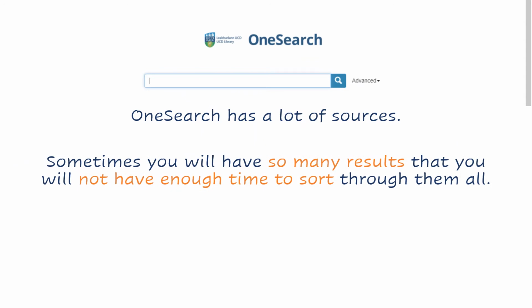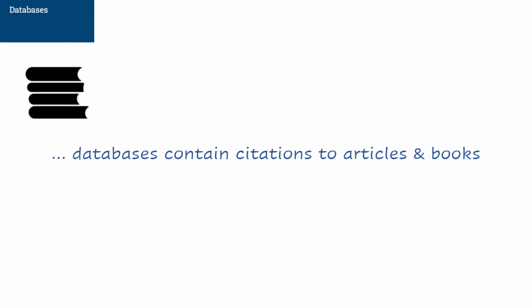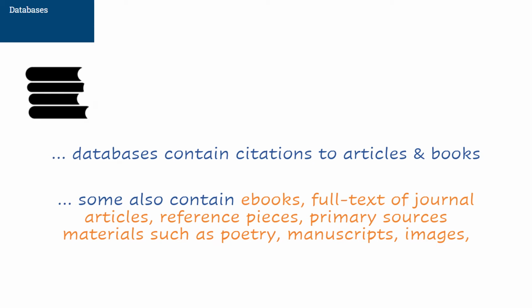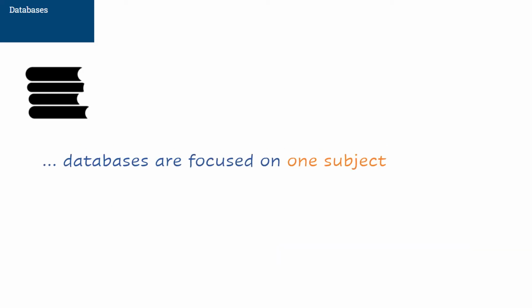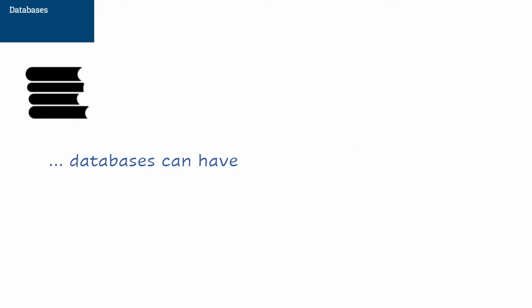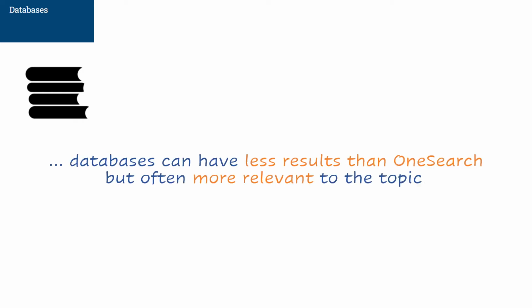sort through them all. Databases can contain citations or the basic details to articles and books. Some also contain ebooks, full text of journal articles, reference pieces, primary source materials such as poetry, manuscripts, images, newspapers, and more. Databases are focused on one subject area or can be multidisciplinary. Databases can have fewer results than OneSearch, but often more relevant to the topic.